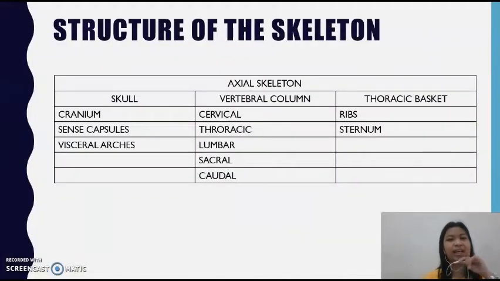Okay, the next, ayan na. Ito na yung structure of the skeleton. So, in the different regions of the body, we have the axial region and appendicular region. So, same lang yung gagawin natin dito. I will first discuss about the different bones in the axial skeleton. And again, it is divided into 3 parts. So, we have the skull, vertebral column, and the thoracic basket. Okay, so ayan yung mga under nun. I-discuss ko rin naman siya isa-isa.